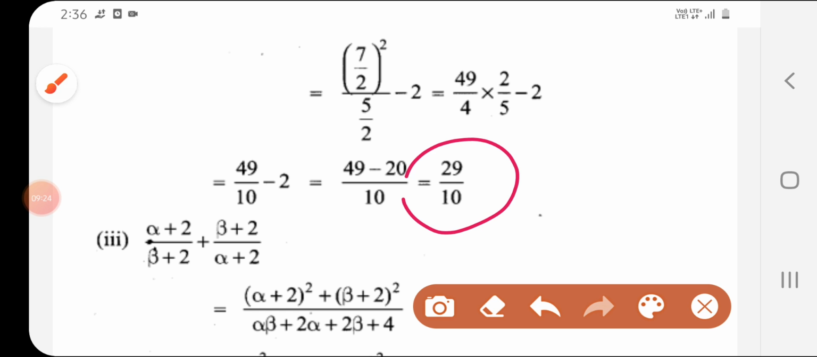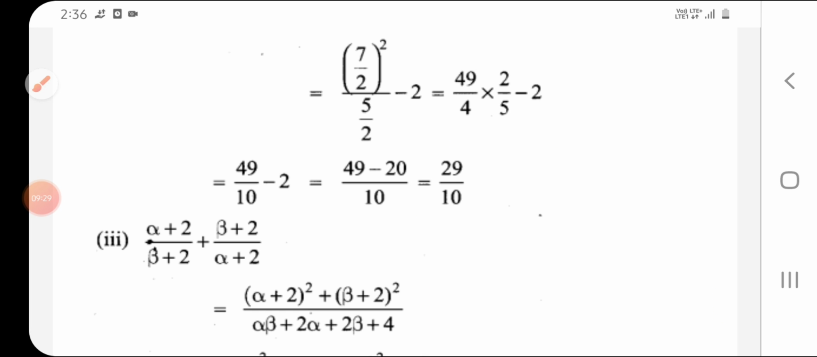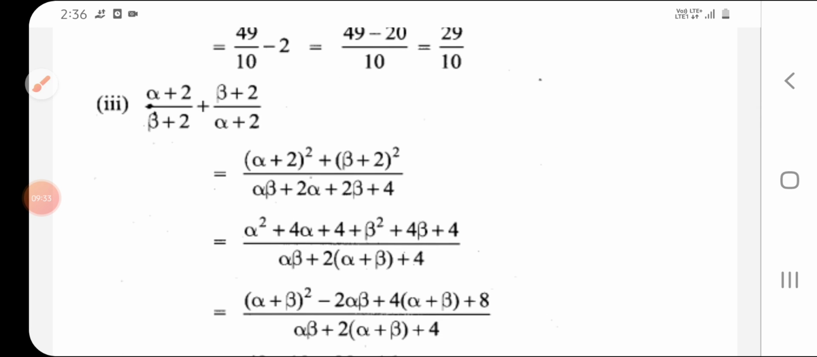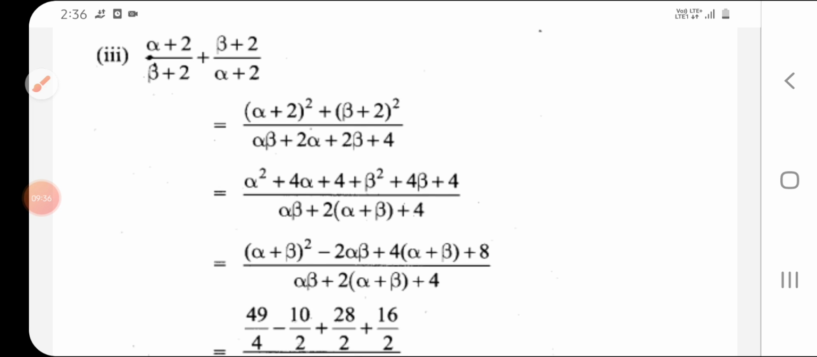Okay, we have to simplify. Simply we have to simplify. We will get 29 by 10 easily. Next is the third subdivision: (alpha + 2) divided by (beta + 2) plus (beta + 2) divided by (alpha + 2).